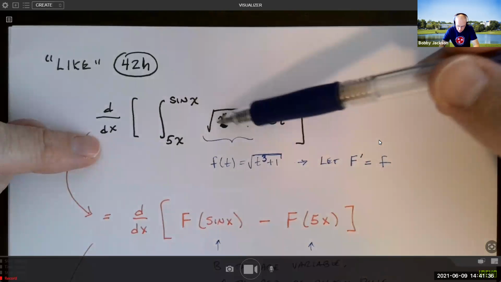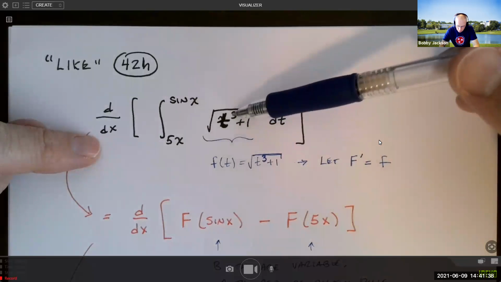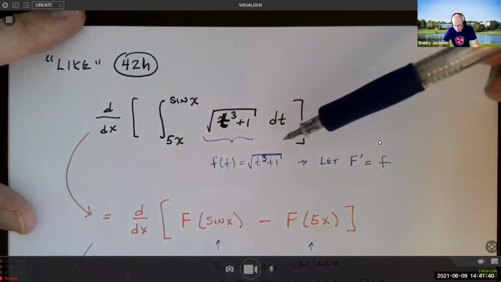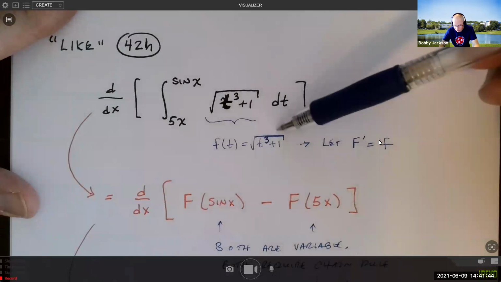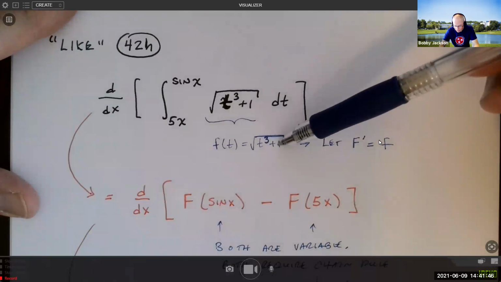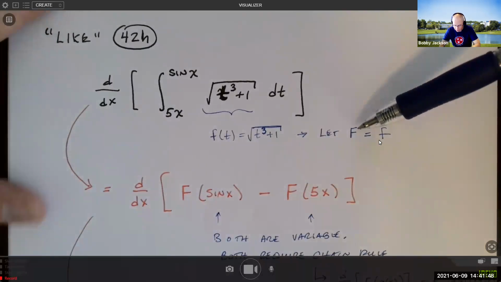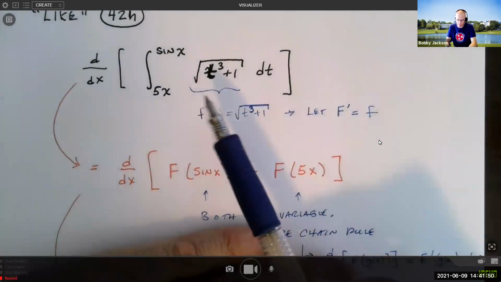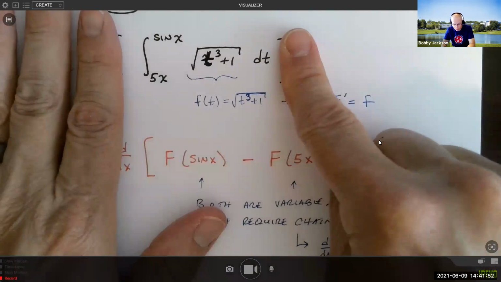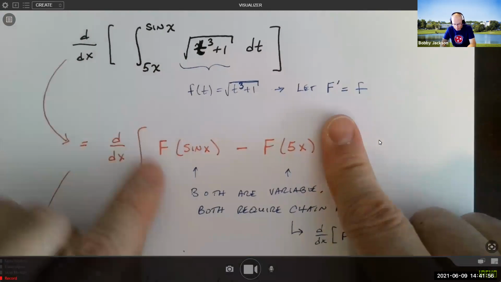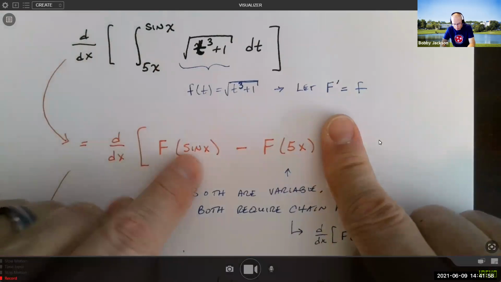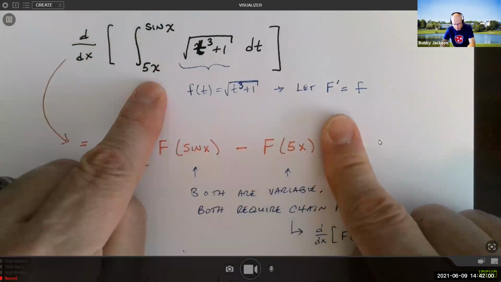we see the function we're integrating here, the square root of t cubed plus 1 dt. So our variable of integration is t. So I call little f of t the square root of t cubed plus 1. And I'm going to let capital F be the antiderivative. So that means by fundamental theorem of calculus part 1, I can think about this expression as being what? The antiderivative capital F evaluated at the upper limit minus the antiderivative F evaluated at the lower limit.